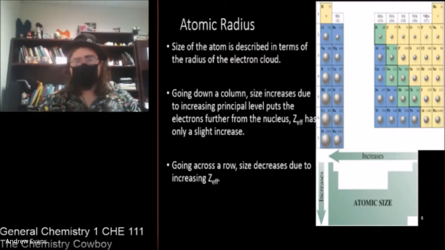As we move down the table, while the effective nuclear charge is going up slightly, the principal energy level is going up. And so we're adding another layer of electrons and another layer of electrons. And this is going to result in an increase in size.